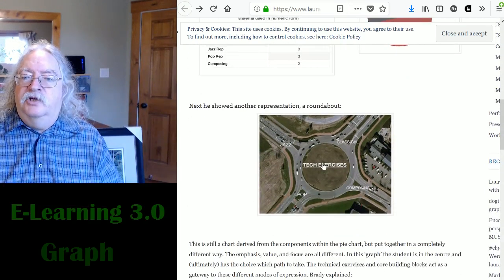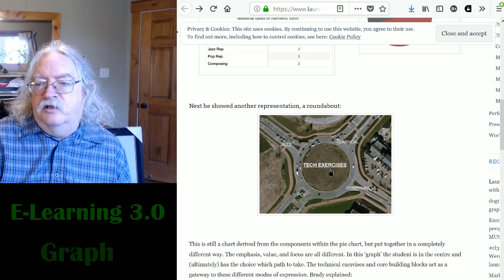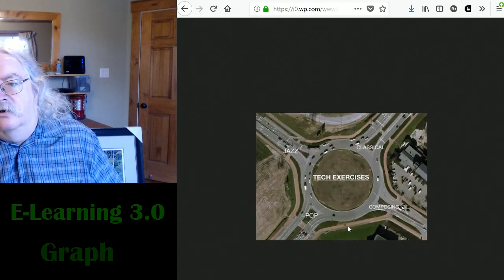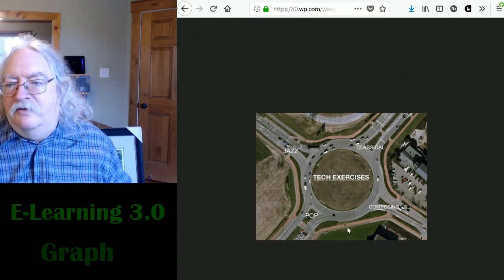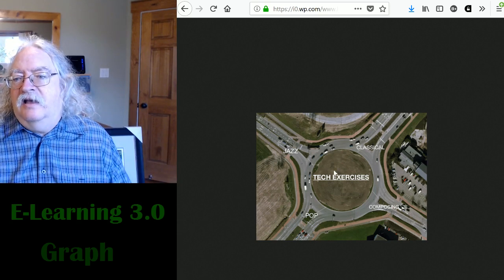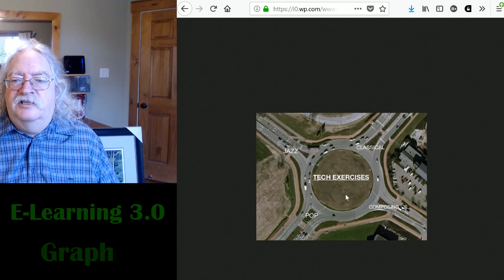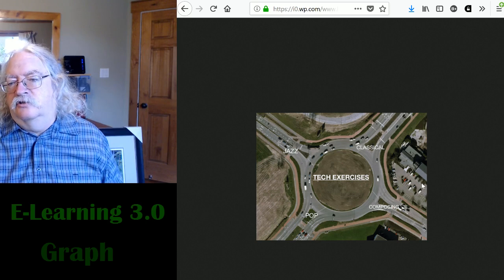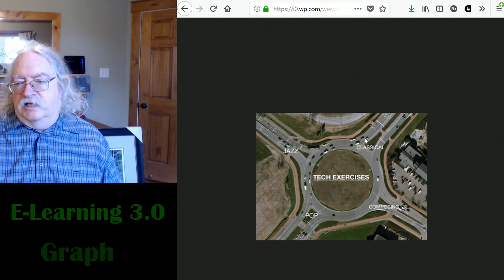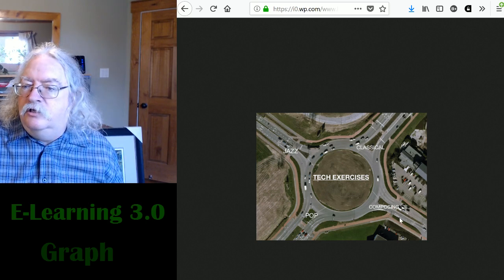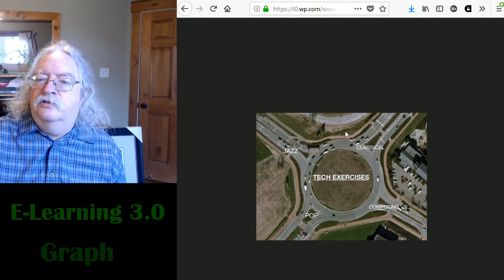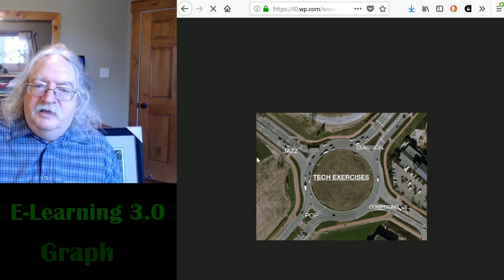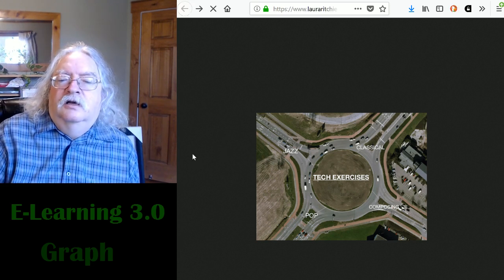But if you show a different representation of the same concept, a roundabout, or as we call them here, traffic circle, I guess technically they're different things, but whatever. We can see how the tech exercises are actually at the center. And when I look at that, I can break that down into a bunch of different and related tech exercises that lead to jazz, lead to classical, lead to pop, lead to composing, and yes, even lead to death metal. Although it's not on the graph, but it should be, because death metal is important.